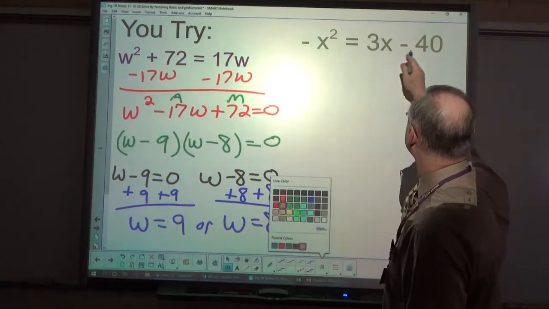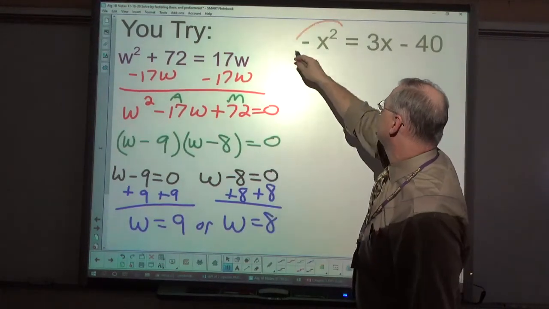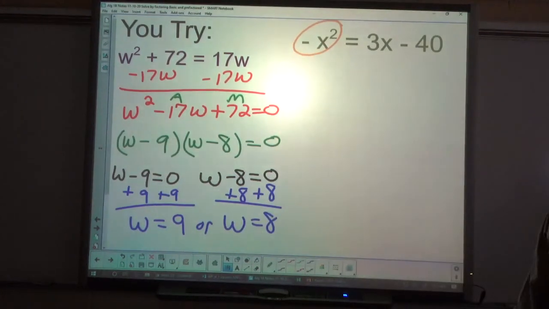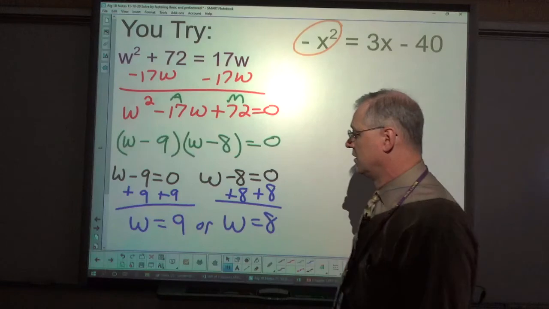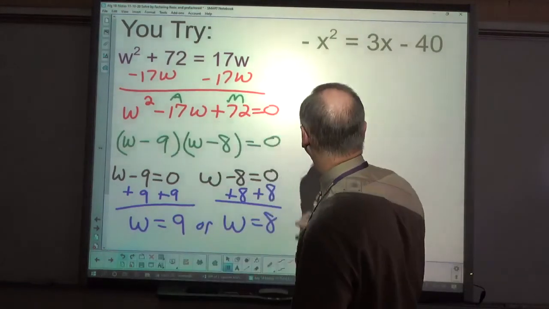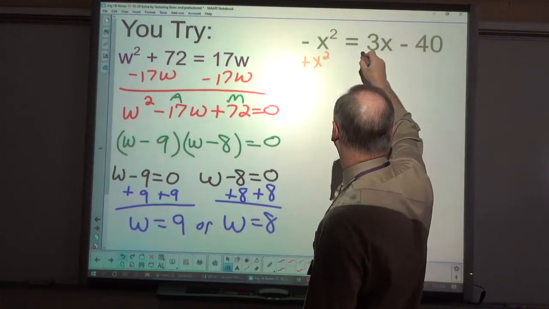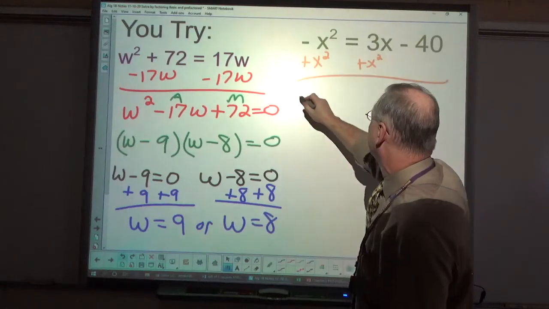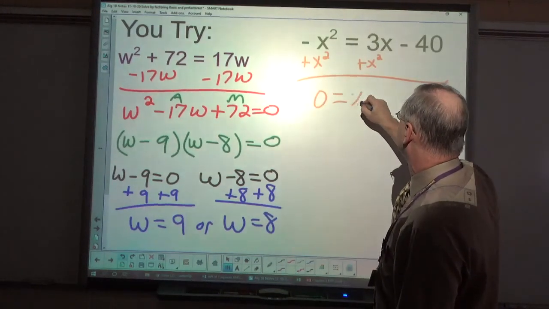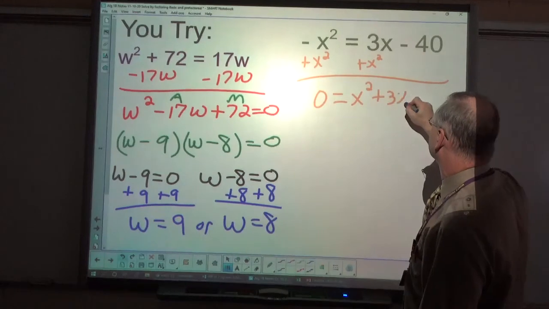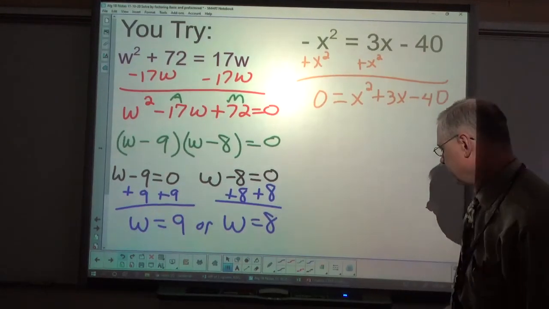Over here on the other side, let's say we're going to move this term to the other side. And that's because the biggest exponent term, which I just circled, is not positive. It's got a negative coefficient. So I want to add the opposite of that, a positive x squared, to both sides. So that gets me x squared plus 3x minus 40.